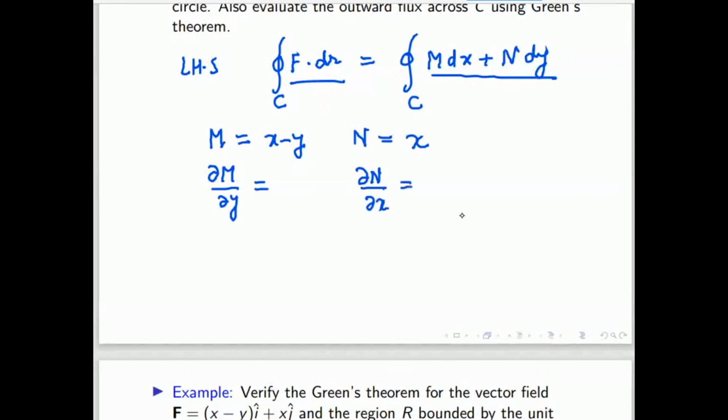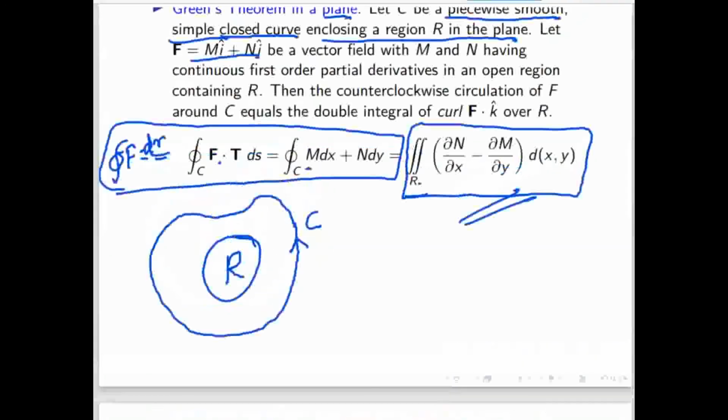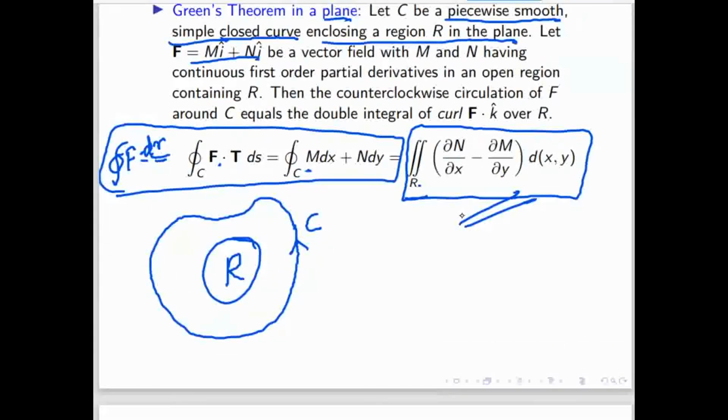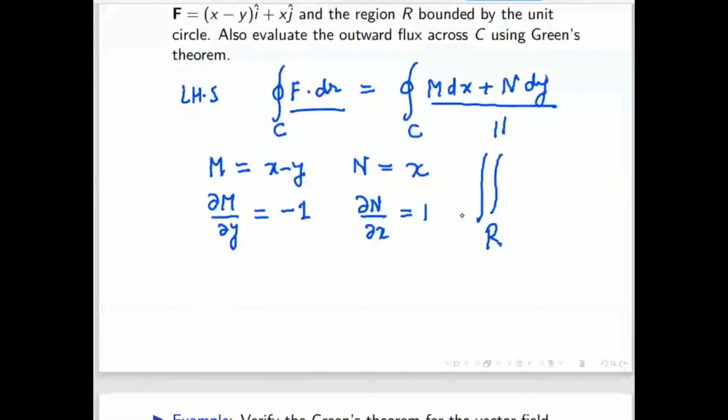We have to show that both have equal value. This is over region R. I am just replacing the values here. Del N by del x is 1, del M by del y is minus 1, so the difference is 2. It will give 2 dx dy. I will show that this integration and this line integral are both the same. If both are the same, then Green's theorem is true, and that is how we verify Green's theorem. So how do we calculate the line integral?